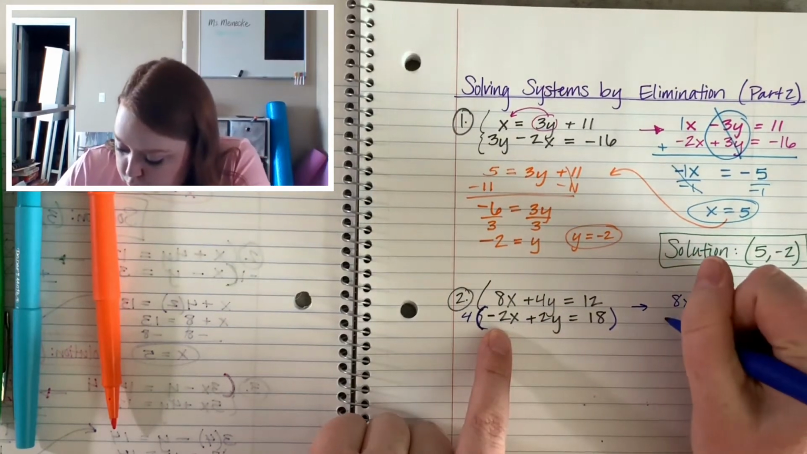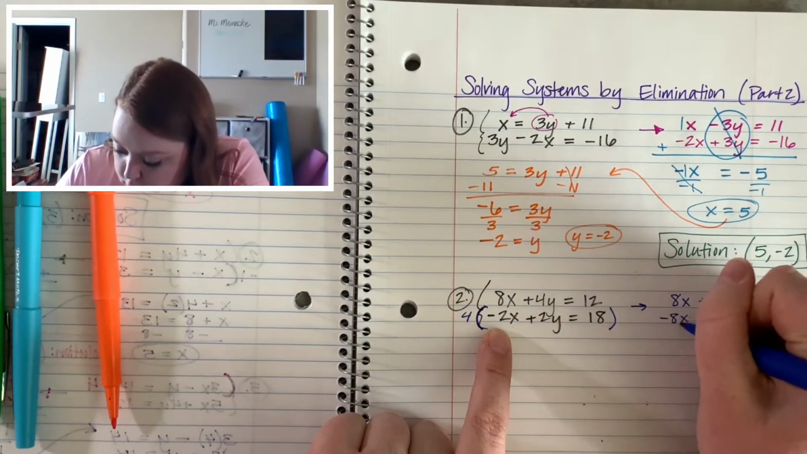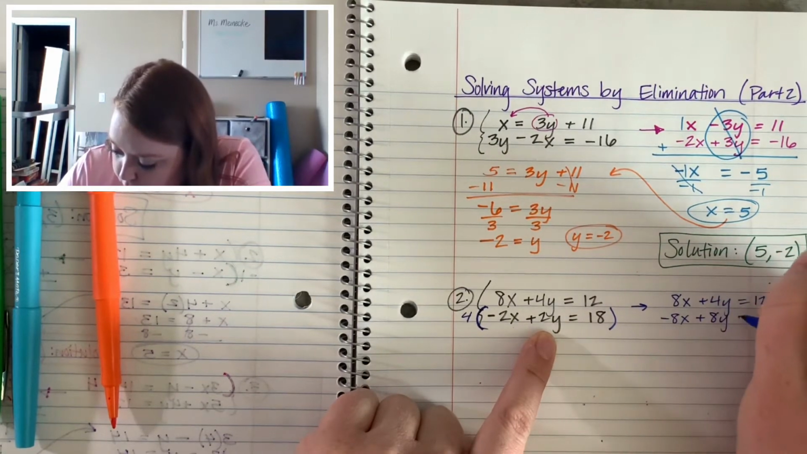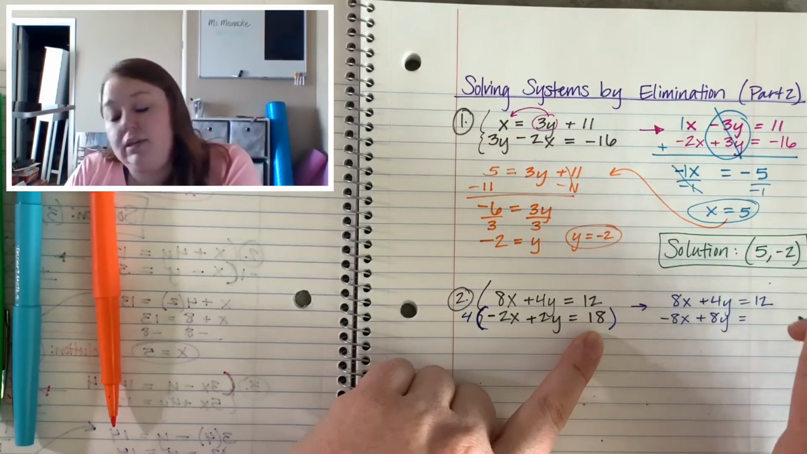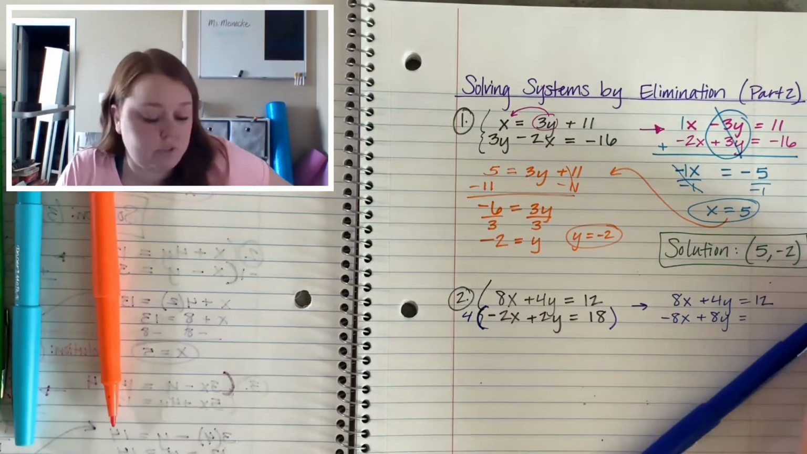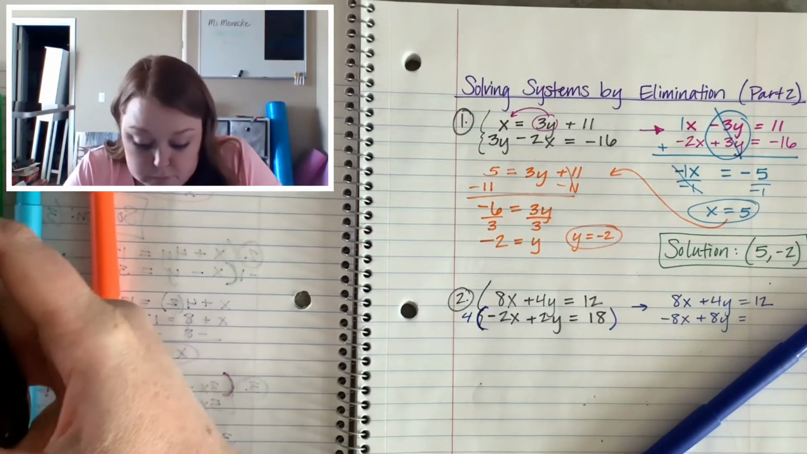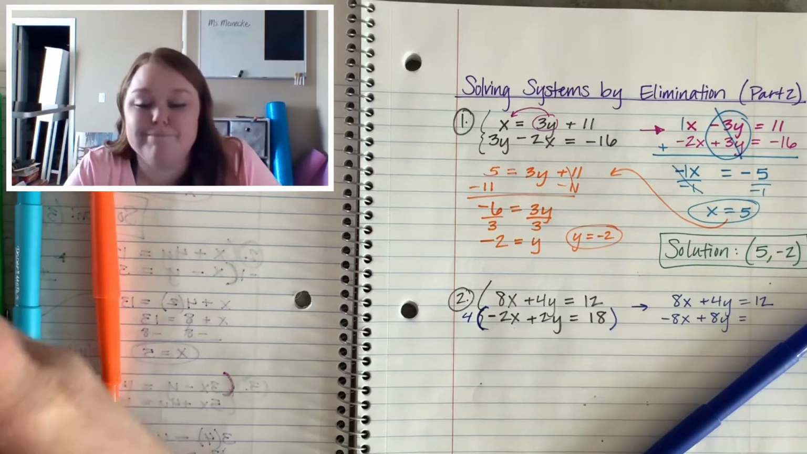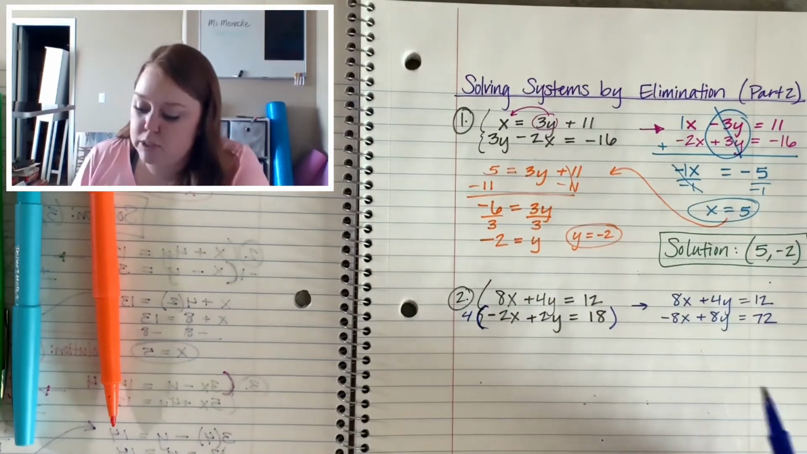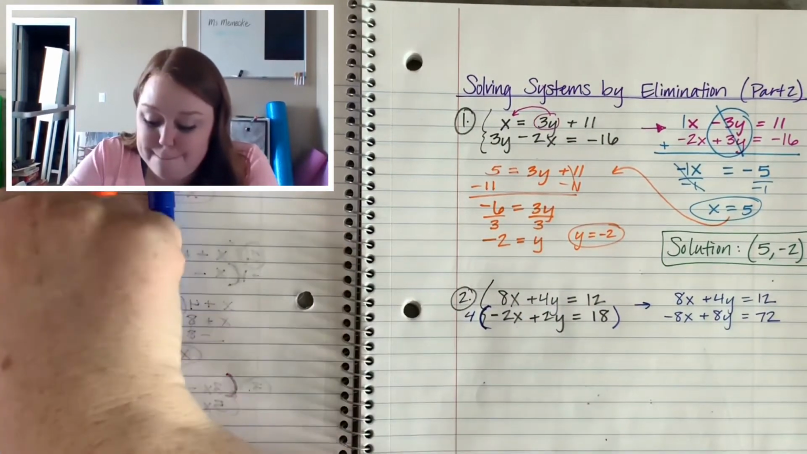So 4 times negative 2x is negative 8x. 4 times 2y, positive 8y. 4 times 18, 18 plus 18 is 36. 36 times 2 is 72. I want to check my math though because I'm scared. 18 times 4, 72. Yes, 72. Okay, so we times everything in the bottom by 4.